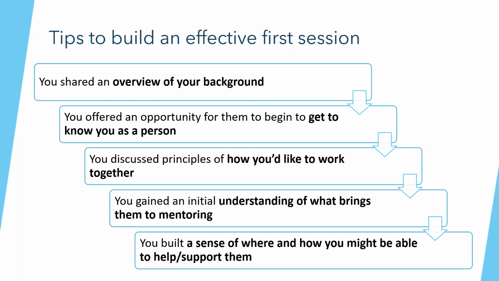The third point to consider is framing the scope of the mentoring relationship, where you have discussed principles of how you'd like to work together, including how you will review the progress of the relationship and exchange feedback. The fourth tip would be around intelligence gathering, where you gain an initial understanding of what brings them to mentoring. For example, their sense of purpose in doing this, their aspirations, or their goals. The fifth tip is about managing expectations, where you build a sense of where and how you might be able to help and support them. For example, most obviously in these areas, which are an area of expertise for you.